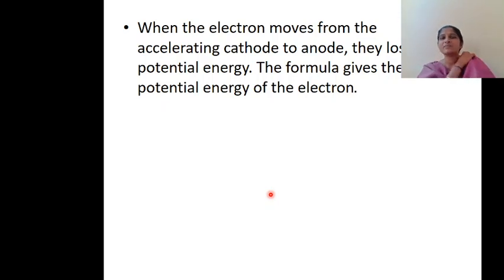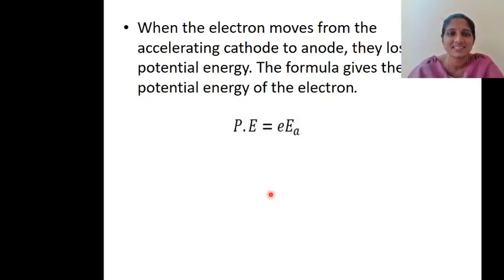Whenever the electron beam moves from the accelerating cathode to the anode, potential energy is converted into kinetic energy. What is the equation of the potential energy? The potential energy is equal to charge, e, which is the charge of the electron, times Ea, which is the voltage of the anode.